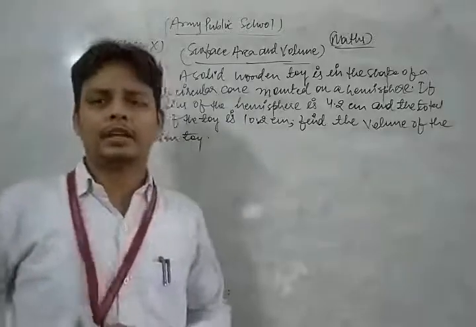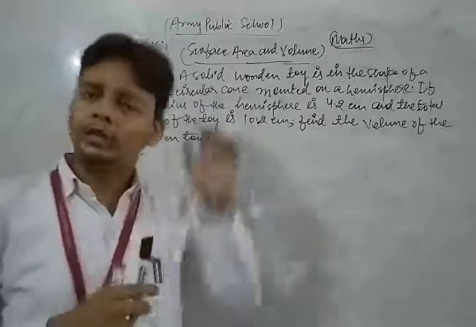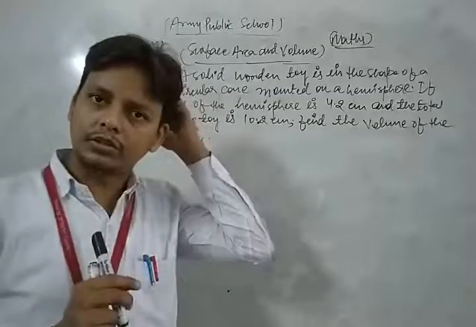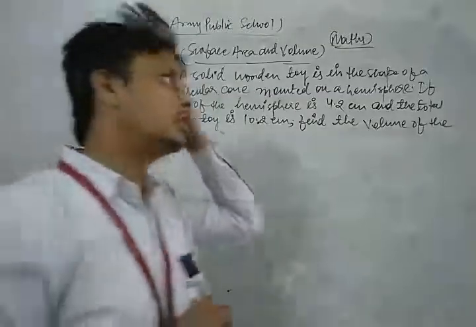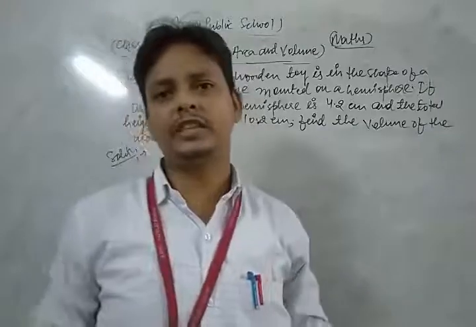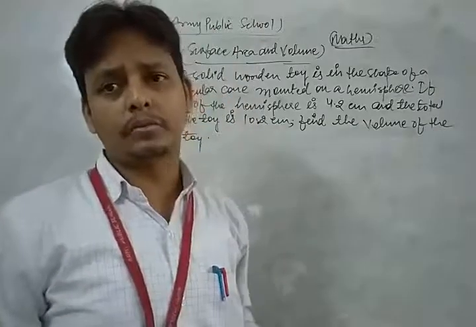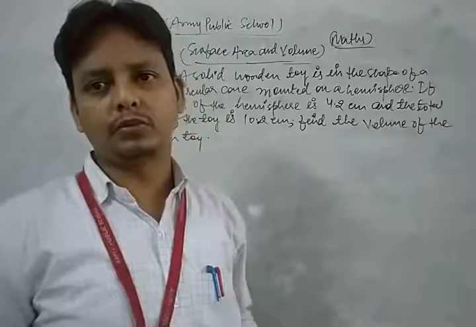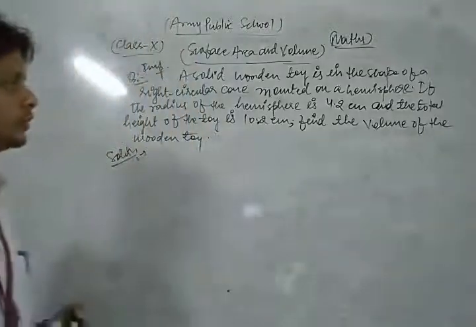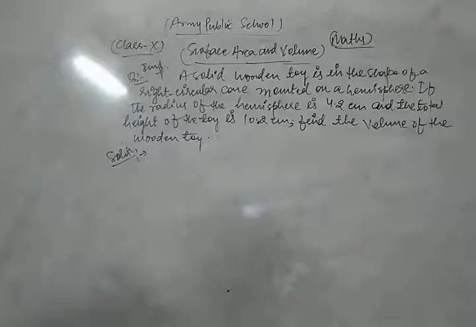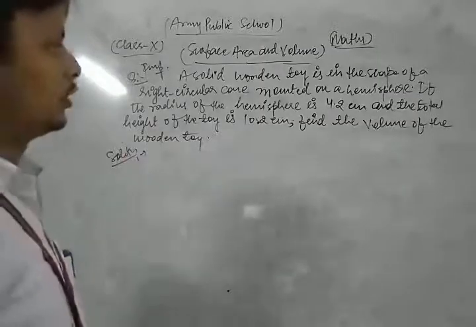Okay. Now look. This is a very important question, dear students, based on the topic combination of solids. Now let's see what is the process to solve that type of questions. So in that question, a solid wooden toy is in the shape of a right circular cone mounted on a hemisphere.